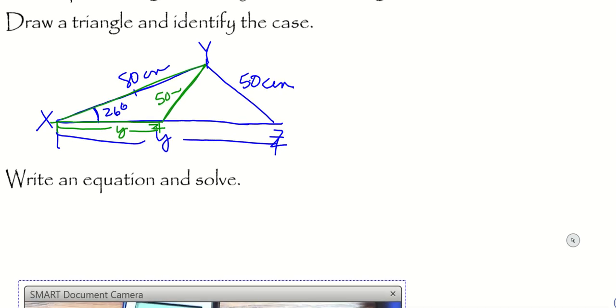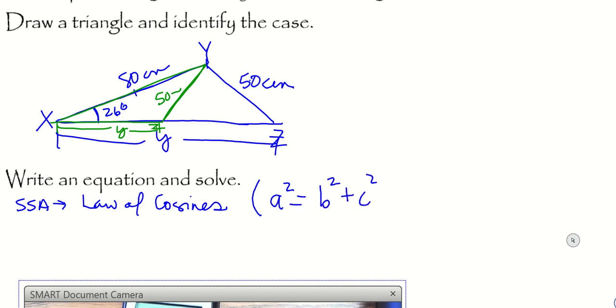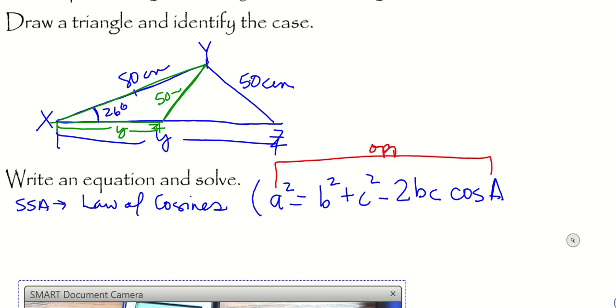Okay. So the first thing we're going to do is we've got side-side angle, which tells us we're going to use law of cosines. Now, law of cosines says that any side squared is the sum of the squares of the other two sides minus 2 times the product of those other two sides times the cosine of the angle that is opposite, right? Remember, this angle is opposite this side. They're opposite each other.